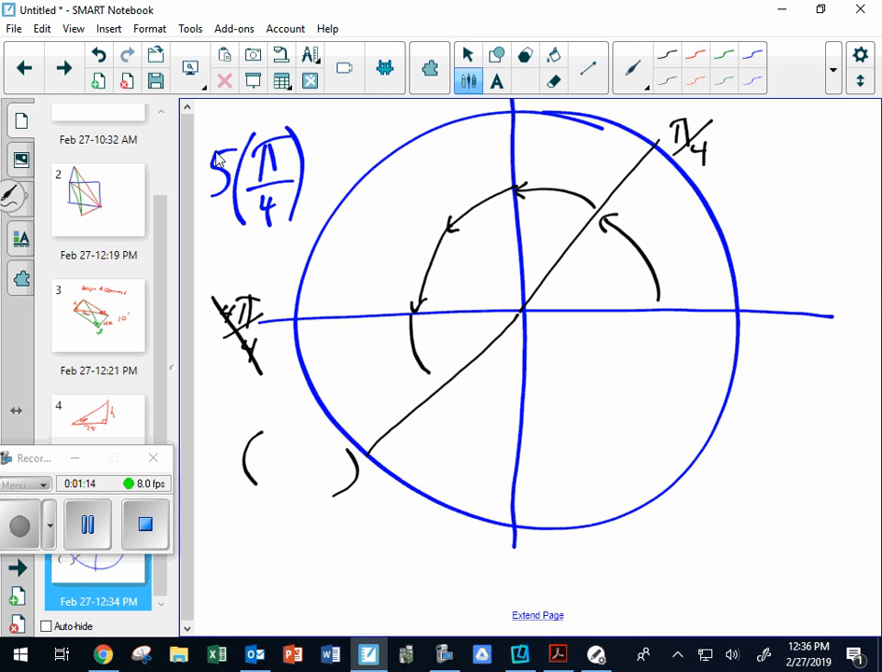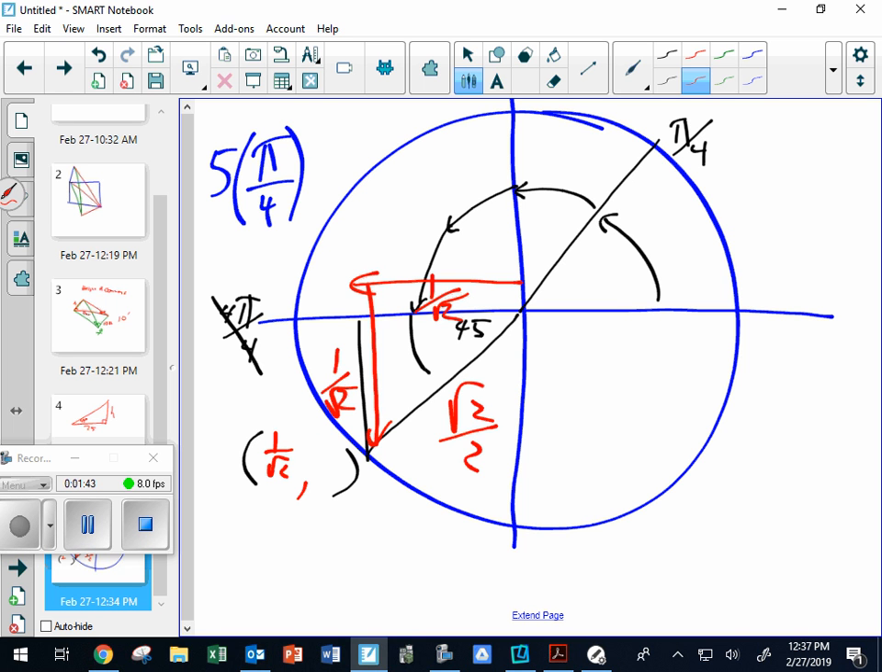Now, what's going to be there? Well, if you know this is a 45-degree angle, hopefully you remember it's the 1, 1, square root of 2 triangle. And then you've got to divide everything by what? Square root of 2. And so then it's this and then that. So it's 1 over square root of 2 and 1 over square root of 2.